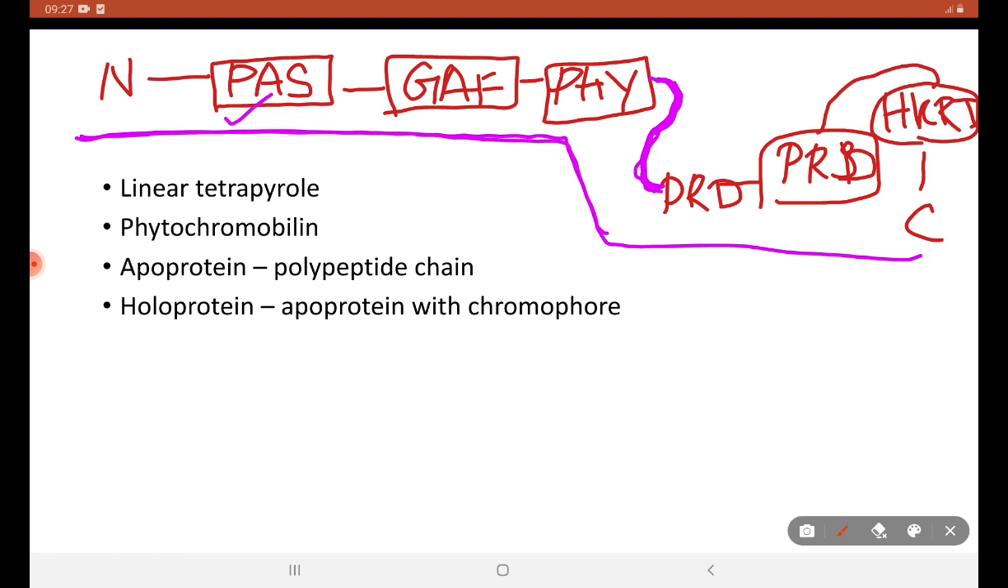We have PAS domain, GAF, PHY, two PRD domains and one HKRD domain. This is the N-terminal side and C-terminal side. N-terminal side has PHY, C-terminal side has PRD and HKRD domain. This is the basic structure.